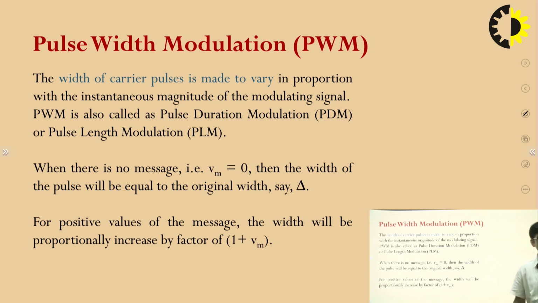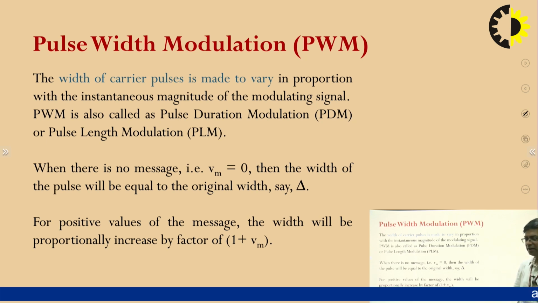In pulse width modulation, as the definition says, the width of the carrier pulse is varied in accordance with the instantaneous magnitude of the modulating signal. And pulse width modulation is also known as pulse duration modulation or pulse length modulation.